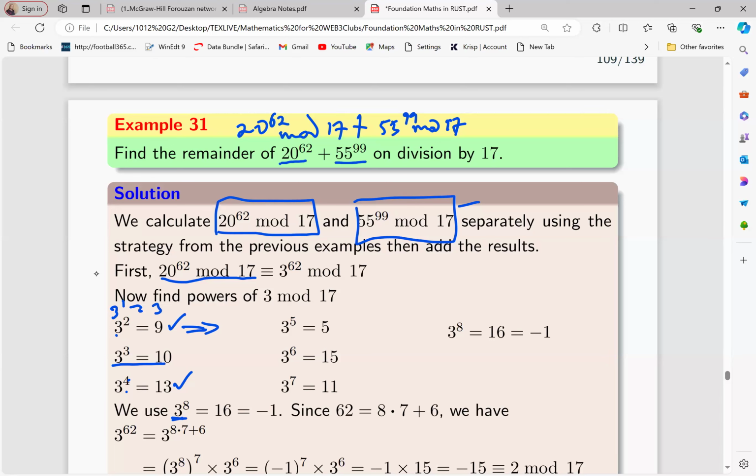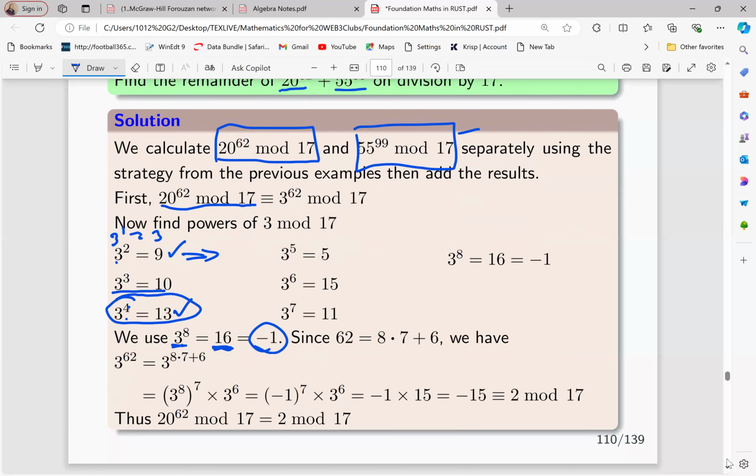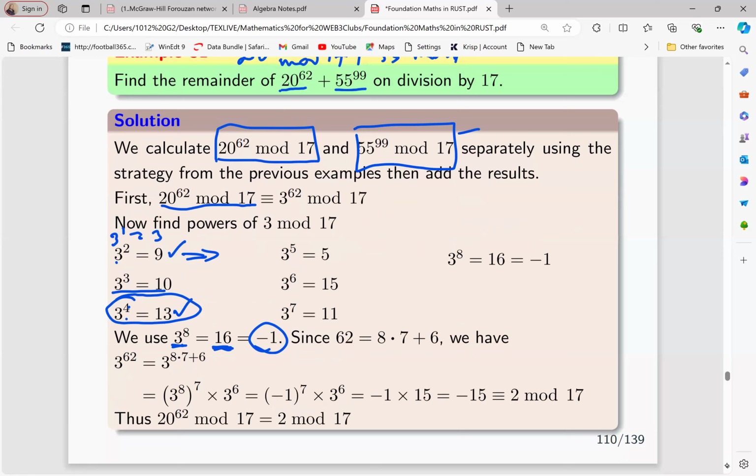3 raised to 8 will be the square of this, which will be 16. But 16 is the same as -1. So it's easier to work with -1 than 16. And so for you to work with the -1, you only need to realize that 62 should be written in terms of 8.